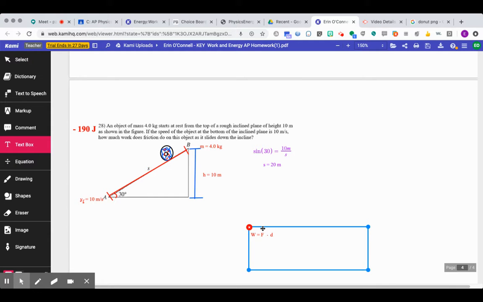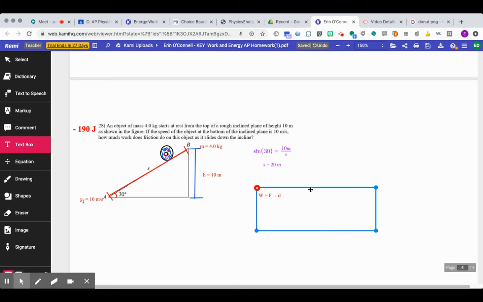So you see here, I have my equation ready to go. Work equals the force dot the displacement, which in the problem they call S, okay? They label the length of the incline S. In order to figure out the length of S, we need to use some trig. We know this angle is 30 degrees. We're given the height, which is 10 meters. So I'm going to use sine, opposite over hypotenuse, to find S. So I'm going to take 10, divide by the sine of 30 to get S by itself. And we get 20 meters. So 20 meters is the length of the incline.